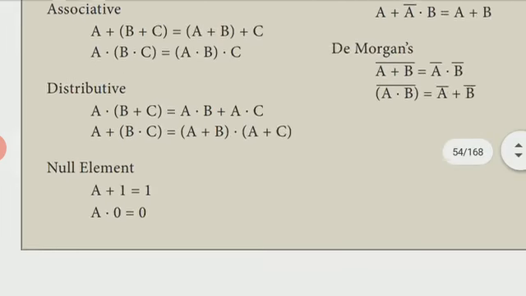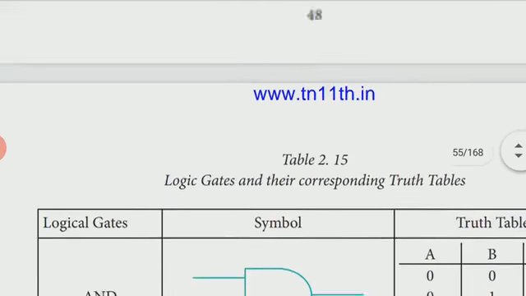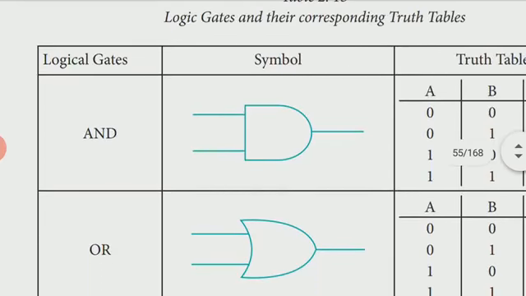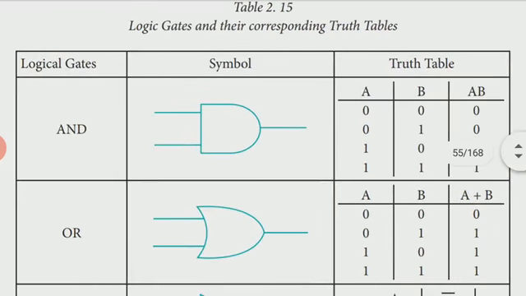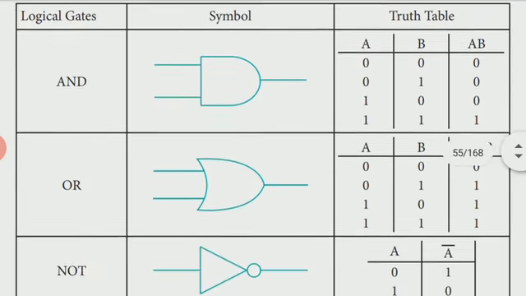And in the next table, they describe all the logical gates. Which are the logical gates they gave in your textbook? They gave logic gate symbols as well as truth tables. So these tables, it's easy.